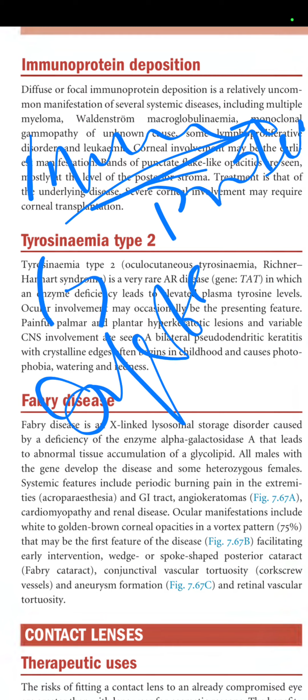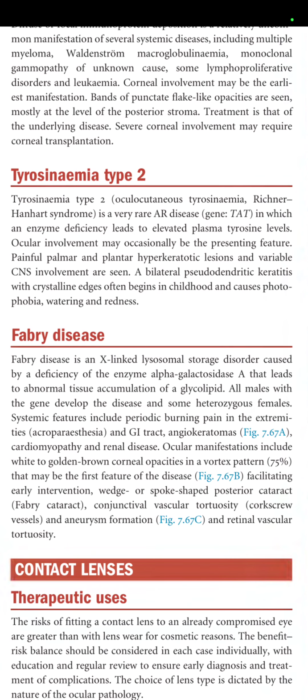Tyrosinemia type 2, also called oculocutaneous tyrosinemia or Richner-Hanhart syndrome, is a very rare autosomal recessive disease, gene TAT, in which an enzyme deficiency leads to an elevated plasma tyrosine level. Ocular involvement may occasionally be the presenting feature. Painful palmar and plantar hyperkeratotic lesions and variable CNS involvement are seen. A bilateral pseudodendritic keratitis with crystalline edge often begins in childhood and can cause photophobia, watering, and redness.